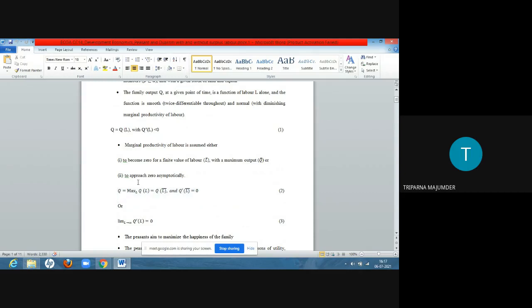Or marginal productivity is assumed to approach 0 asymptotically. Or that may be written as the limit of Q dash L as L tends to infinity is equal to 0. So at the limit, Q dash L or marginal product approaches 0.